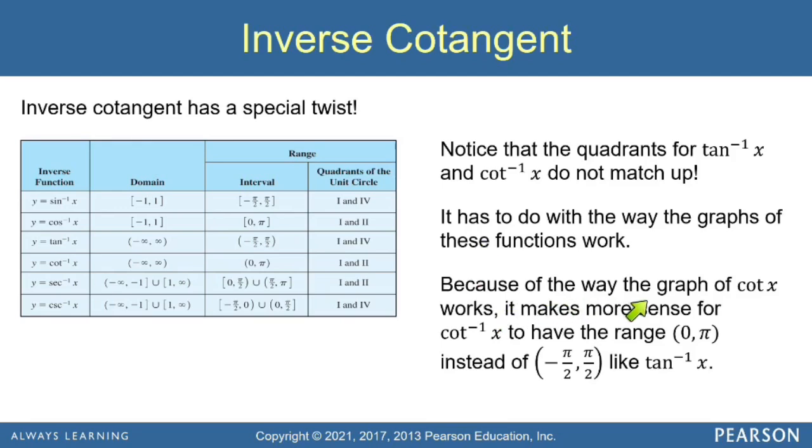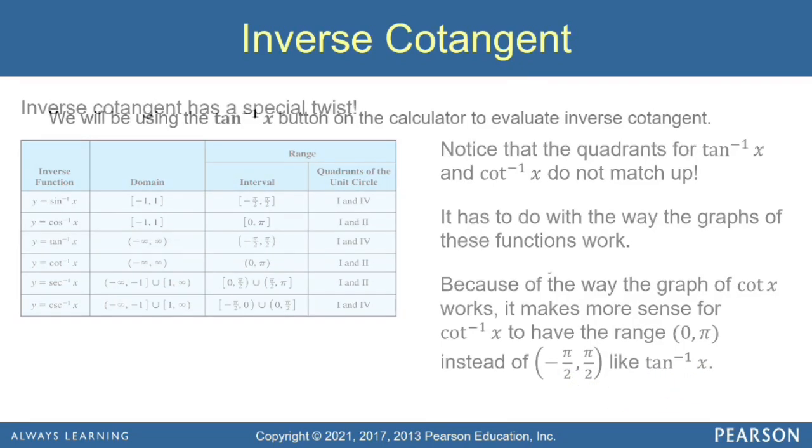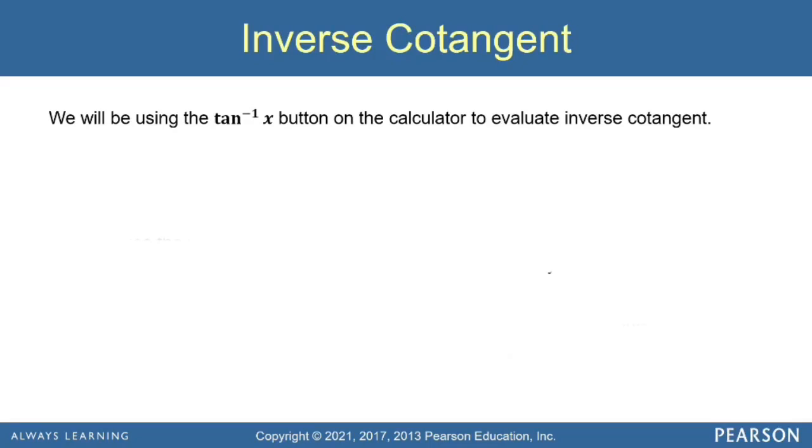But because of the way that the graph of cotangent works, it makes more sense for cotangent inverse of x to have a range from 0 to pi rather than negative pi over 2 to positive pi over 2 like tangent inverse. So what does all this mean for us? Well, just like we used the inverse sine button on the calculator to evaluate inverse cosecant, we will be using the inverse tangent button on the calculator to evaluate inverse cotangent.